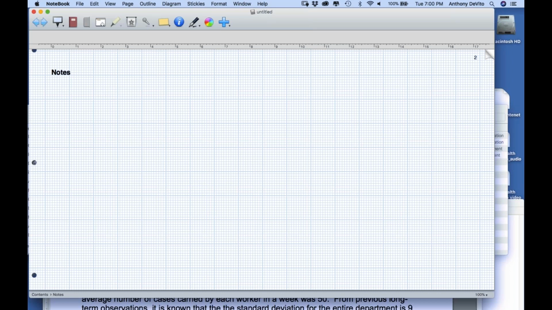Yes. Is it fair to say, if this were an analogy on the GRE, that mu is to x bar as sigma is to standard error?